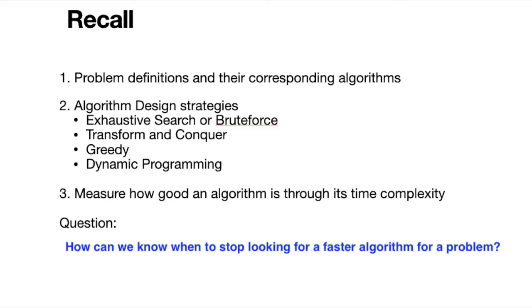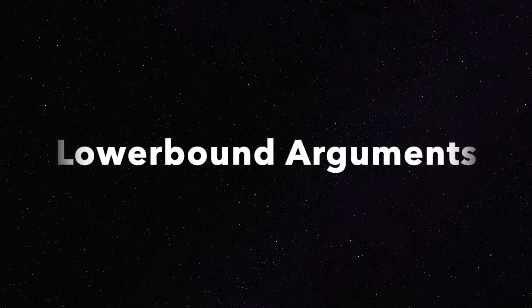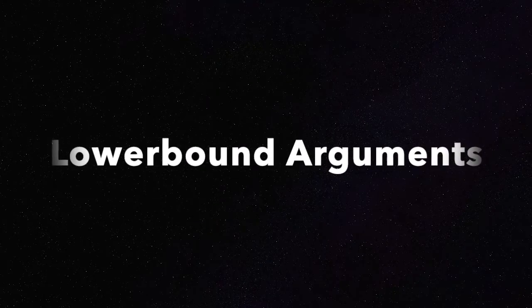And our measure of a good algorithm is usually the time complexity, or how fast an algorithm runs. So the question now is, given a particular problem, how fast can we really get? Or how can we know if we should stop looking for a faster algorithm? To answer that, we can compute or prove certain arguments called lower bound arguments on the running time of any algorithm for a particular problem.